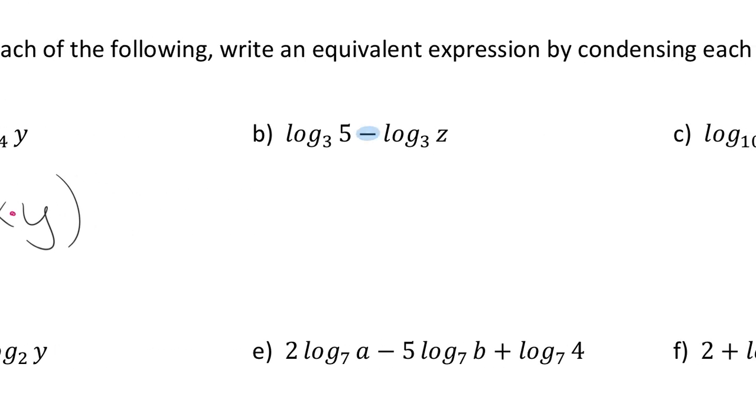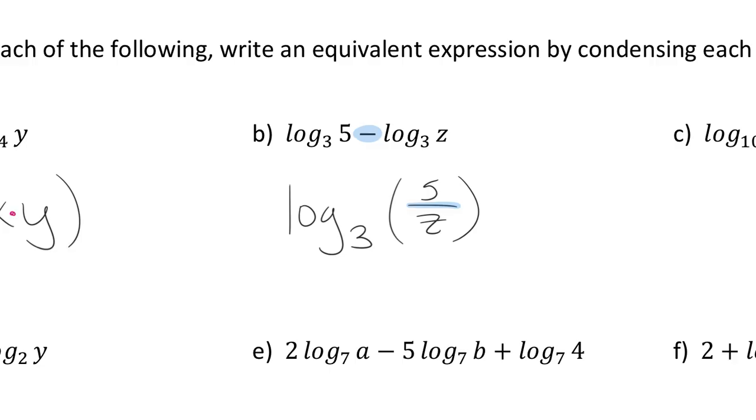What will go in the numerator, the 5 or the z? The 5. If the logarithm itself is positive, that number goes in the numerator. If the logarithm is negative, that number goes in the denominator. So this would become log base 3 of 5 divided by z, where again, I divide because I subtracted the two logarithms separately.